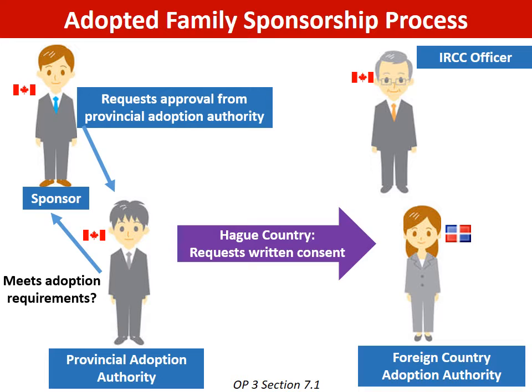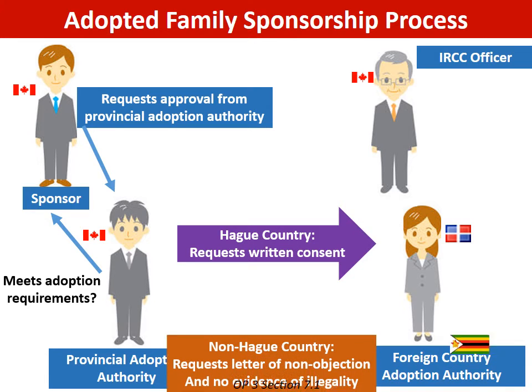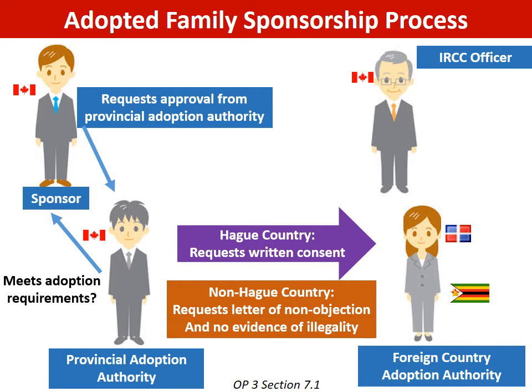So this provincial authority would request written consent to adopt, or for the sponsor to adopt this child. Now, if the adoptee, the person that the sponsor wants to adopt, is from a non-Hague country, then it's slightly different. So the provincial authority would request a letter of non-objection from that country.